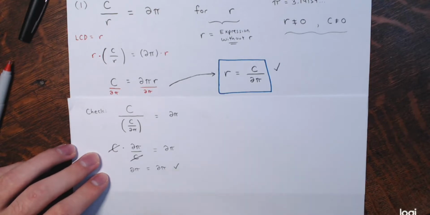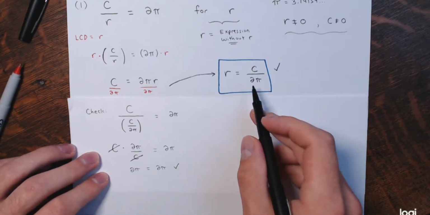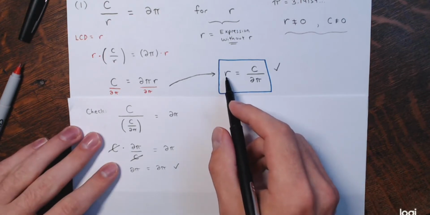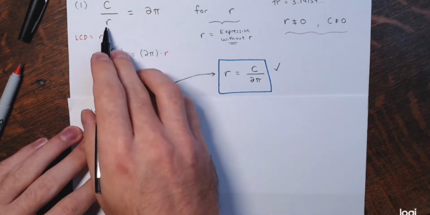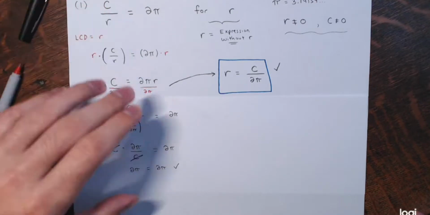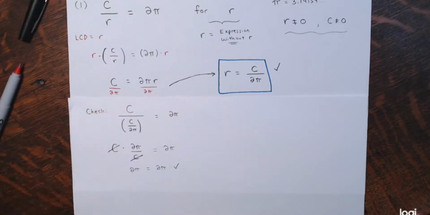Good. This is indeed the solution for r in this equation. R equals c over 2 pi. This will be the only example I do this for, but just know that you should be testing your solutions when you're done solving.